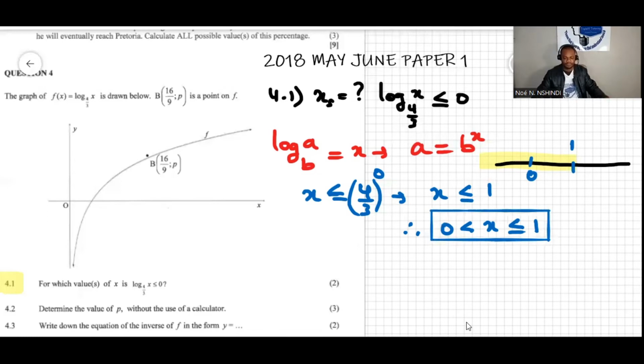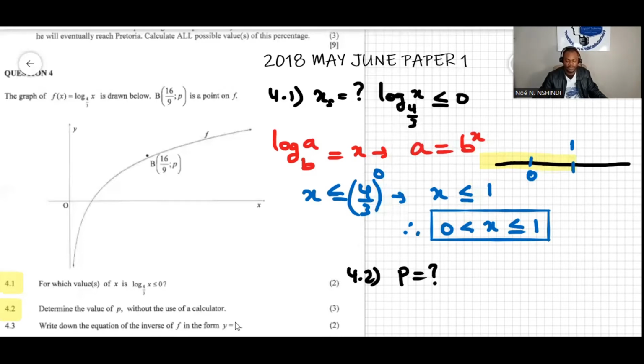Excuse me. Now, the following question is question 4.2. The question says, determine the value of p without using a calculator. So now we have B as a point (16/9, p), so they all lie on this log function here. It simply means when x is 16/9, y is p. So let me first write the question. It's question 4.2. We're looking for the value of p.